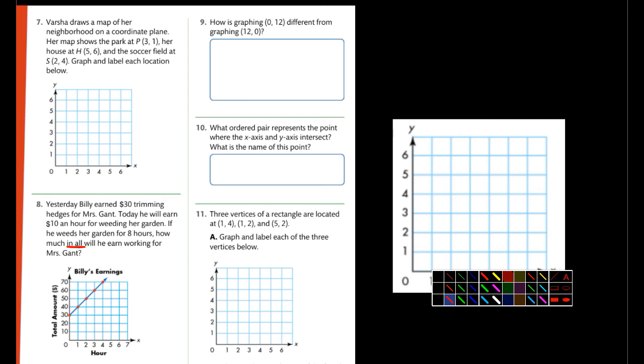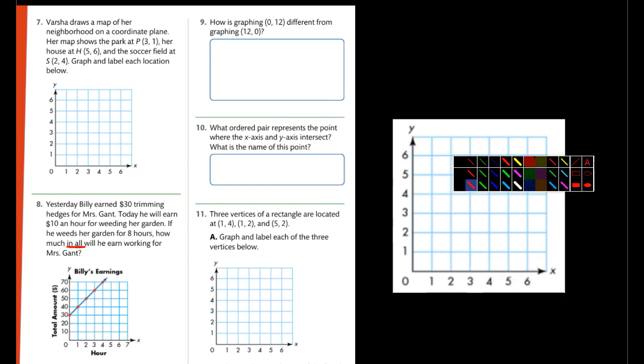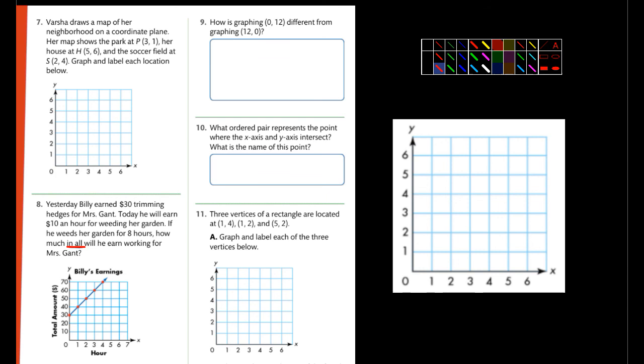Number 9, how is graphing 0, 12 different from 12, 0? Well, in this one, what does that 0 represent? That's the X. In this one, what does the 12 represent? The X. So however you want to phrase that, but there is a big difference between 0, 12 and 12, 0. Number 10, what does the ordered pair represent? Let's see. What ordered pair represents the point where the x-axis and the y-axis intersect? What is the name of that point? Well, where do they intersect?